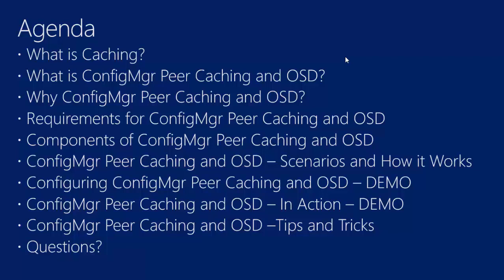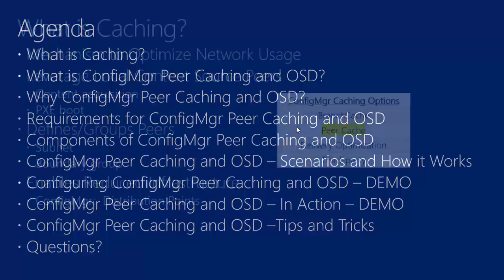So in terms of the agenda, what is caching in general? We'll talk about that. What is Config Manager peer caching and OSD specifically, and why do we care? What are the requirements for Config Manager peer caching and OSD, and then the components that are required. Finally, we'll talk about a couple of scenarios and how it works, show you some demos of peer caching and OSD, see that happen in action, wrap up with a few tips and tricks, and close out the session.